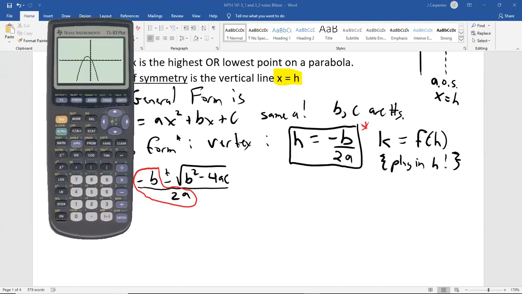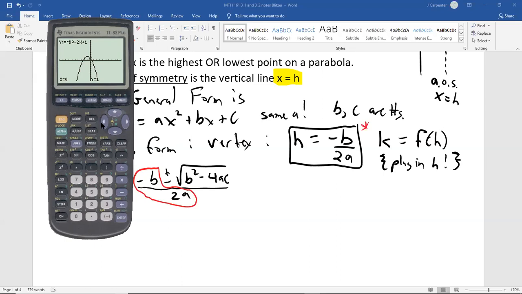Man, that looks pretty good, doesn't it? So that makes me feel confident in my answer, but it doesn't necessarily tell me where the vertex is. It doesn't necessarily tell me where the intercepts are. Now, there might be ways to prove that, but I don't want to talk about that today.